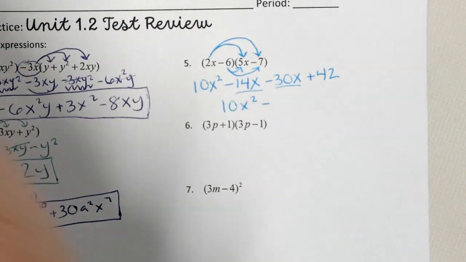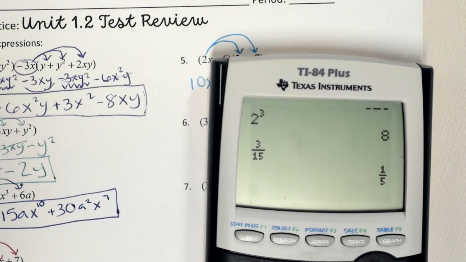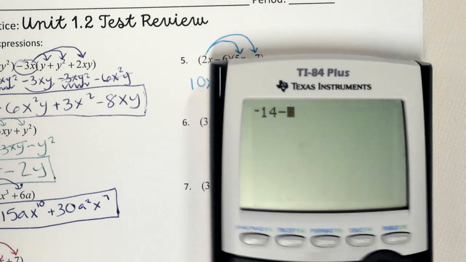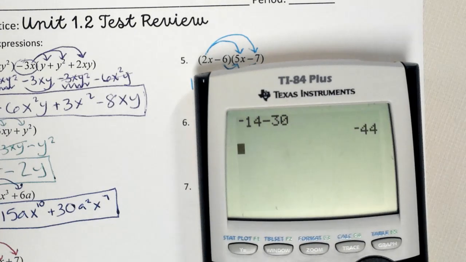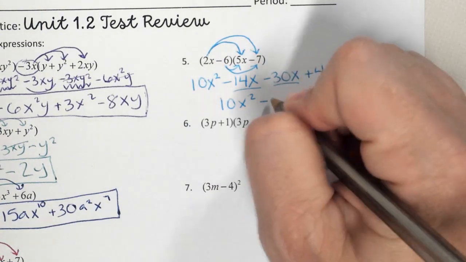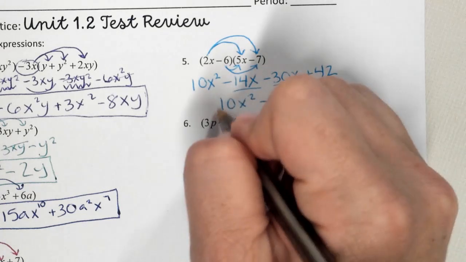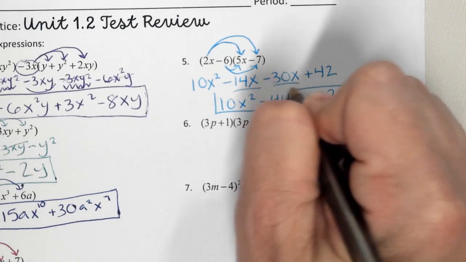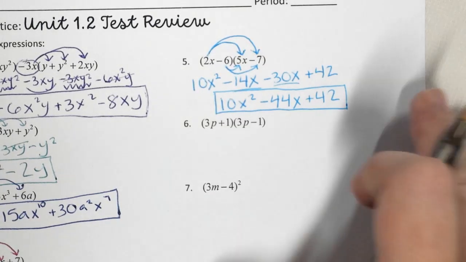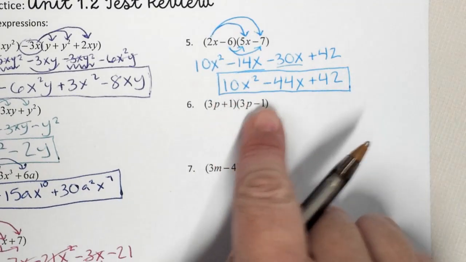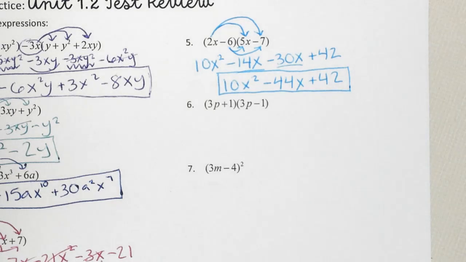If you struggle with negatives, do not be afraid to use your calculator. So negative 14 minus 30 is negative 44. Bring down my plus 42. Now this is the difference of squares, so we should have that middle term cancel.